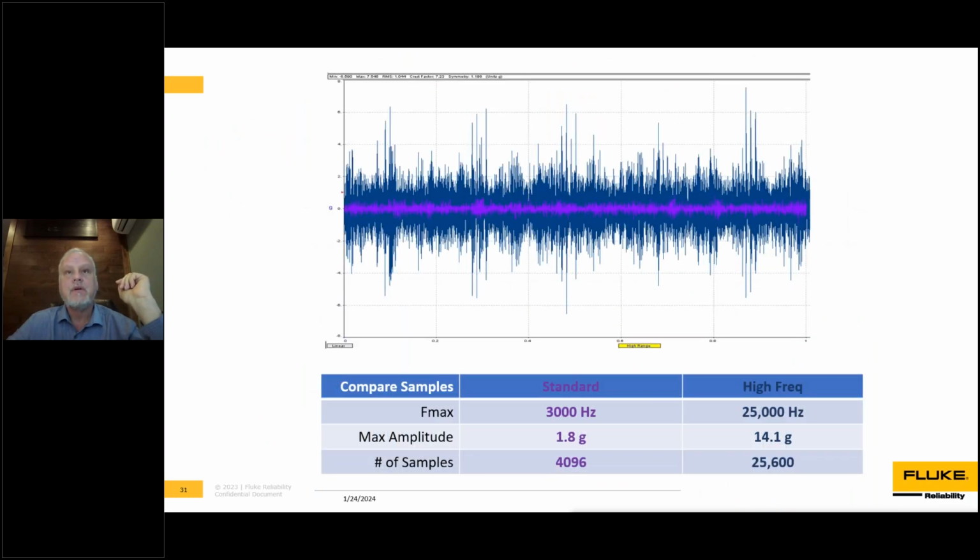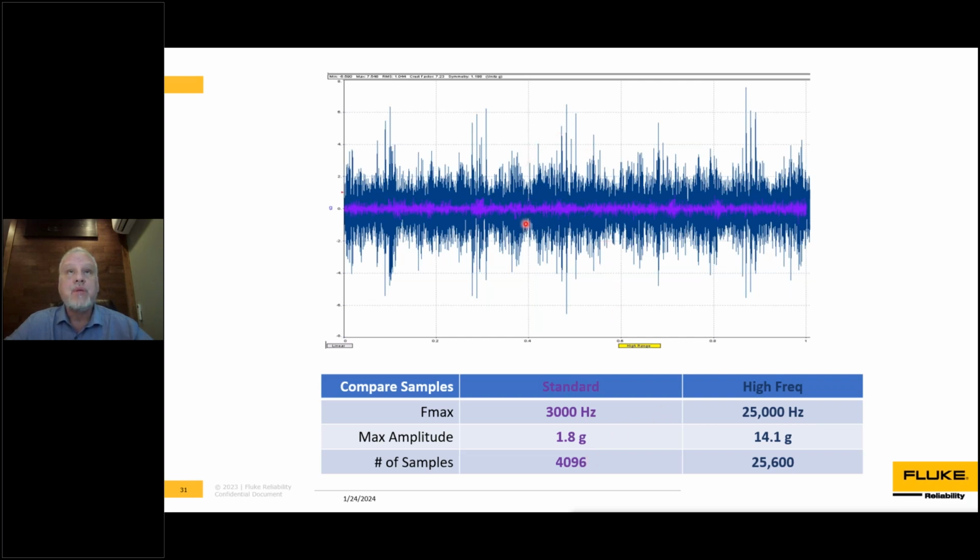Move on here. To give you an example, this is a data set taken off of a compressor, and it was a compressor bearing fault. And the purple time waveform that we see here was a standard data set, 3,000 hertz, pretty standard for us for a high range on a compressor like this. And we were only seeing 1.8 Gs, and we stored, in our typical 1600 line, 4,096 samples in the time data set. Pretty standard and pretty manageable as far as database size.